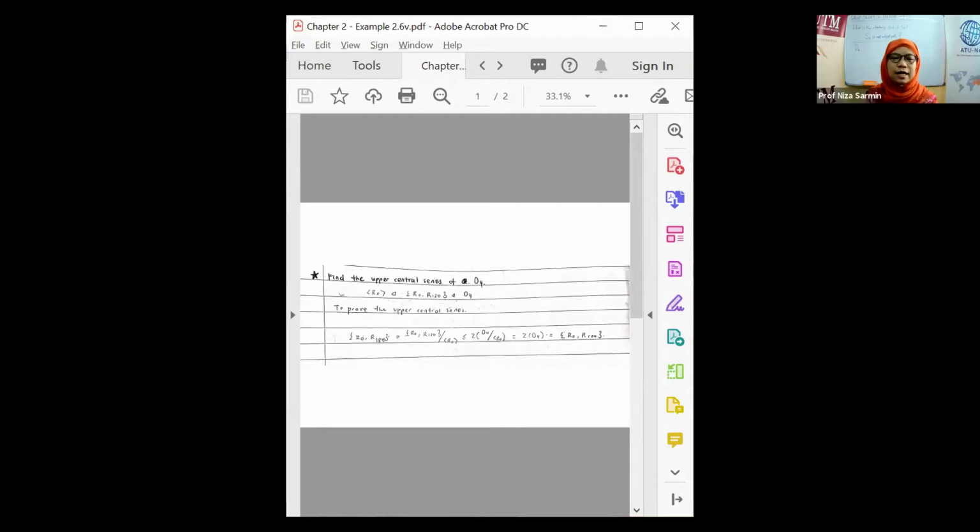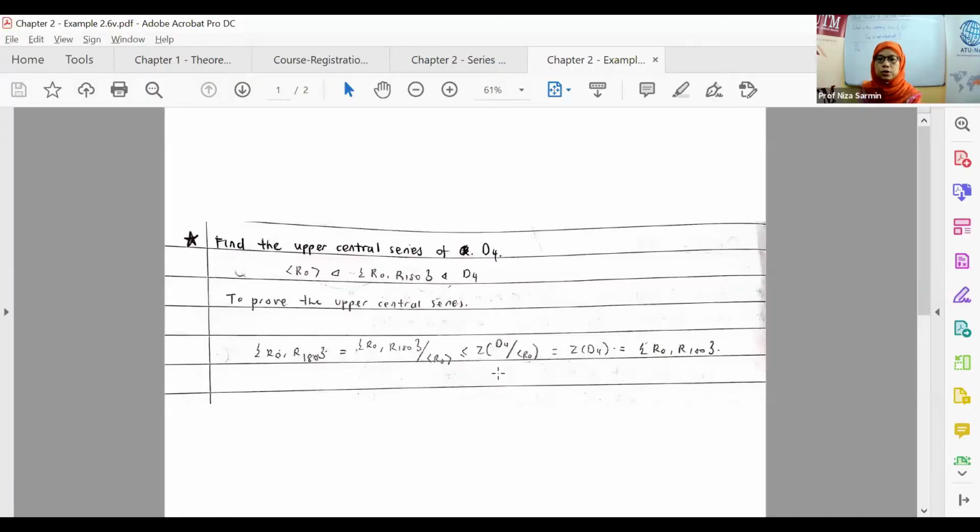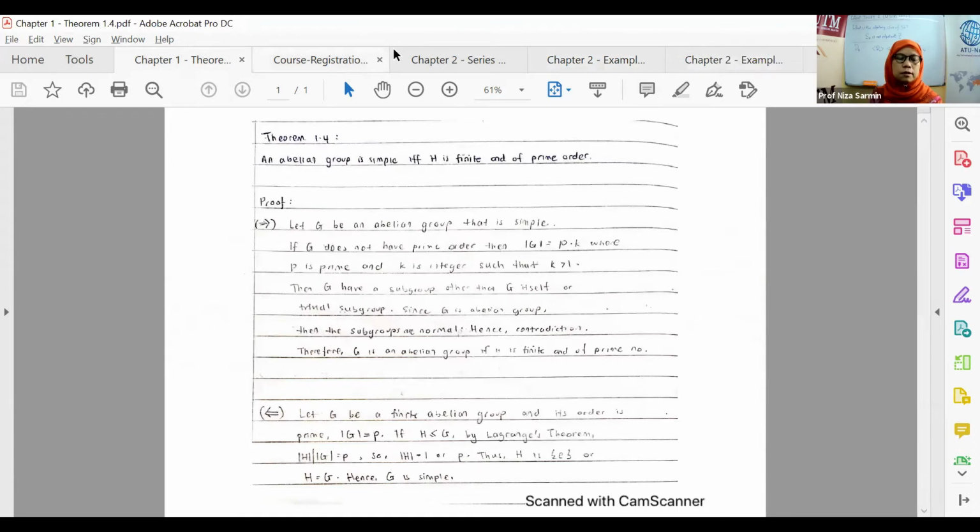So you're using the center, yeah? Yeah. So using the center, that's the easiest way actually to use the center because it's always normal. The center is always normal. Okay.